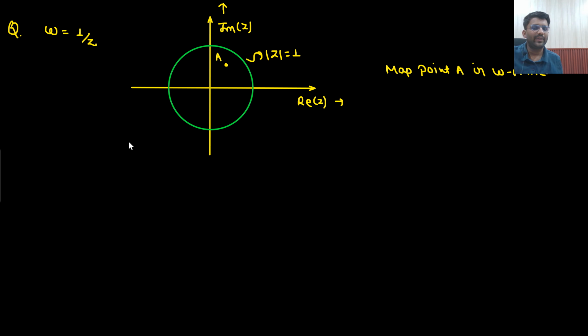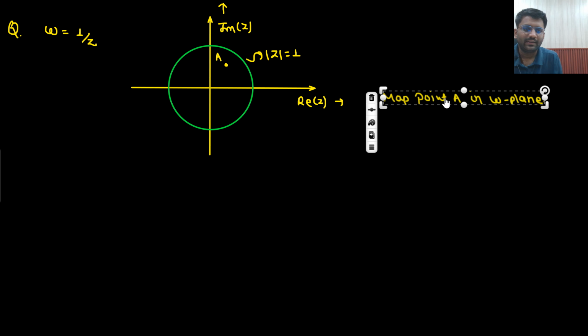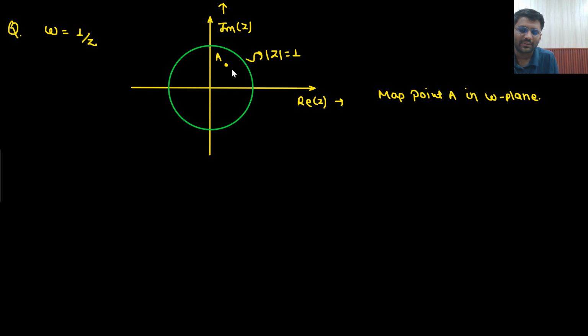Try solving this question. Omega equals 1 by z. Okay. In the z plane, this point A is given. This is your transformation, that omega equals 1 by z. This point A is given. You need to map this point in the omega plane. How will you map this point in the omega plane?